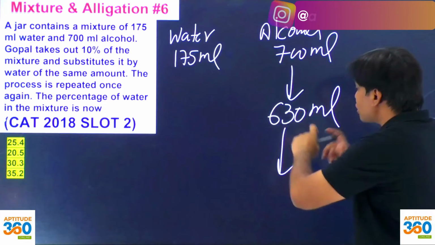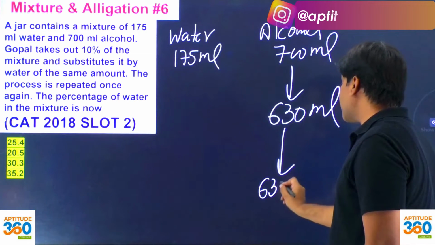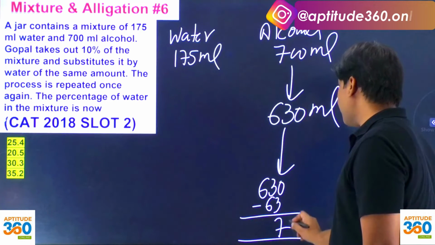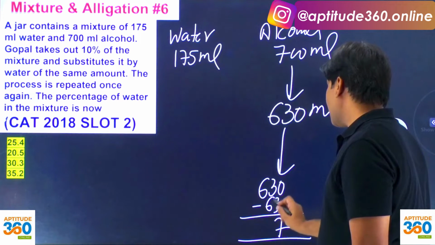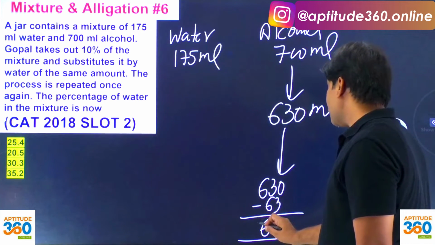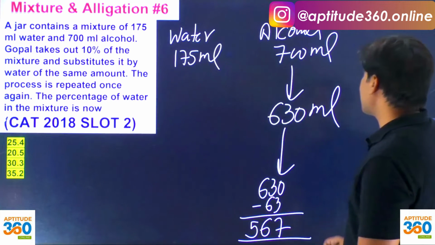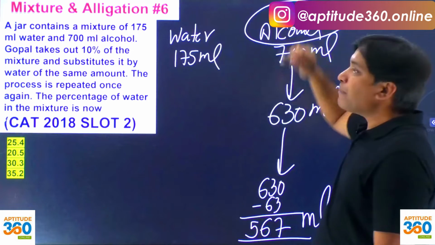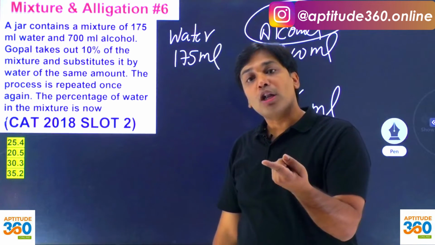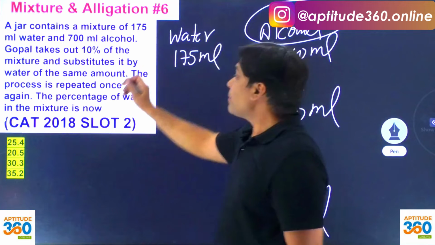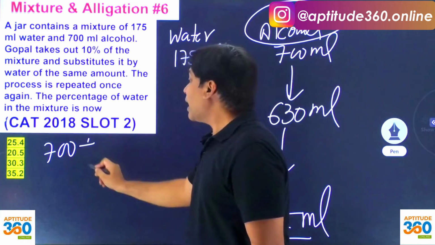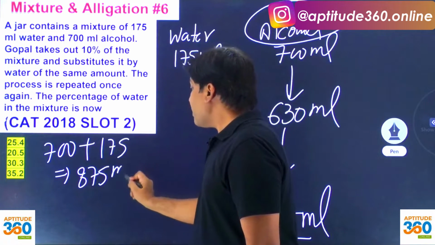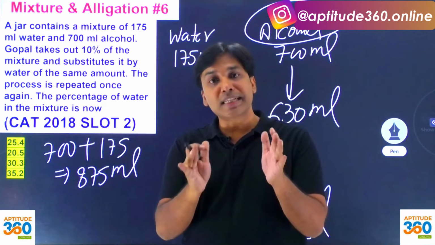And if you take out 10% of this value, what is this? 630 minus 63. What is this value? So this is coming out as 7, and this is coming out as 12 minus 6, and this one is how much? 567 ml is alcohol. And I know that every time I replaced alcohol, I added water, so this means 700 ml alcohol plus 175 ml water, 875 ml will remain the mixture. That is going to be the entire volume of the mixture.